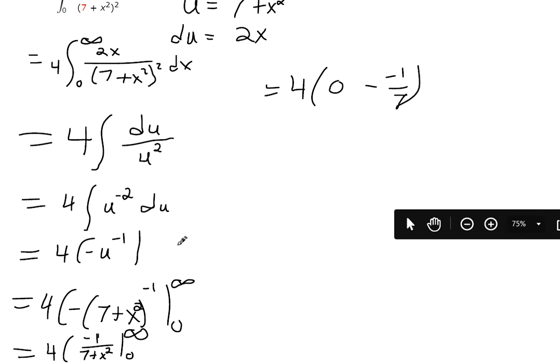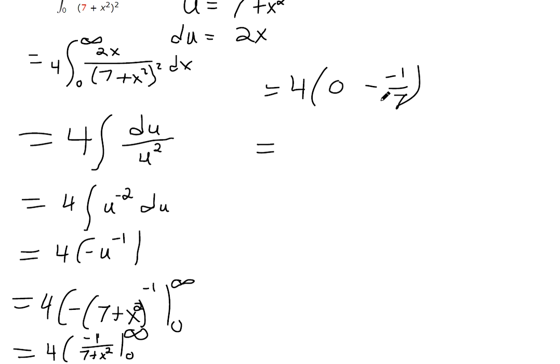Note the two negative signs, right? Because you subtract the two limits of integration, so that's why there's a minus there. And then when we evaluate at 0, we get out negative 1/7. And so when you simplify that, that's a positive 4/7.